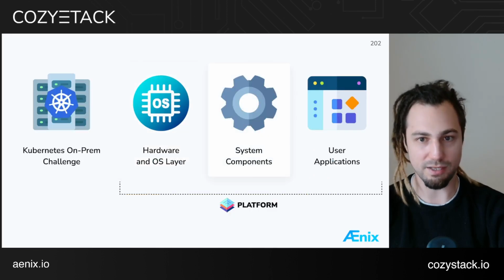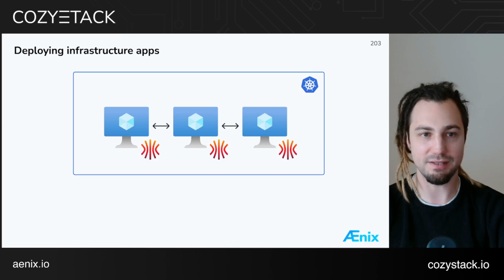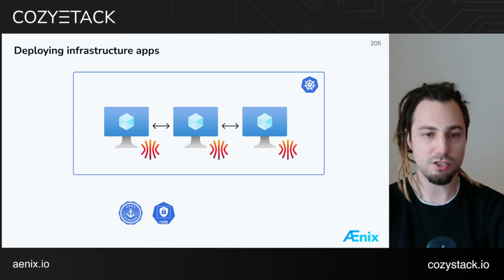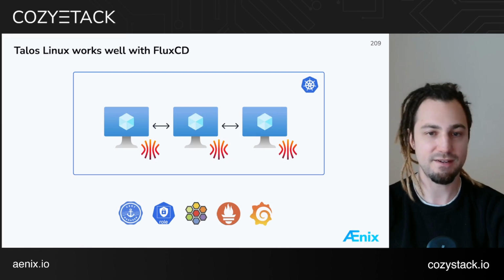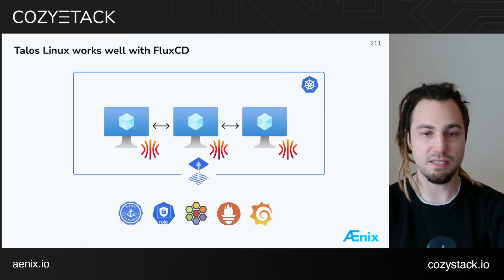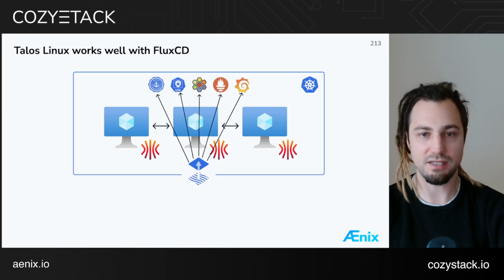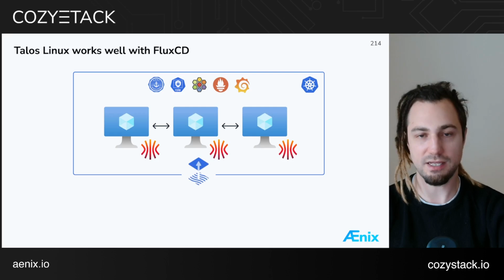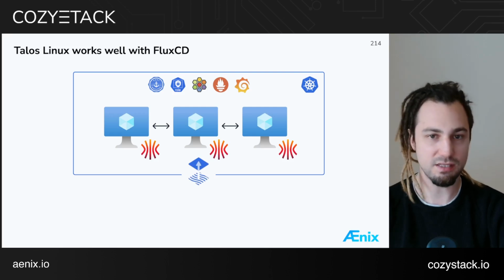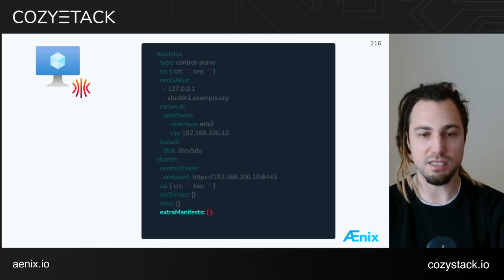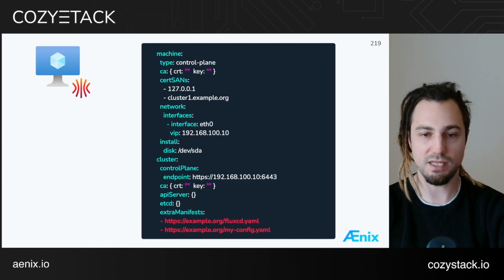Actually, system components, how we deliver our system components. So usually if you have some system components, such as cert-manager, Rollbar, access control, CNI, monitoring stuff, all of these things can be delivered using FluxCD, and Talos Linux works very well with FluxCD. So FluxCD can take your Helm charts and simply install them on your cluster. Even in Talos Linux configuration, you can specify extra manifests which should be applied to your cluster.